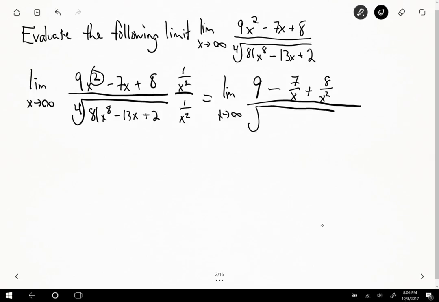We're going to need to rewrite it slightly, and so when we have our 4th root of 81 x to the 8th minus 13x plus 2, instead of writing 1 over x squared, we need to make that a 4th root. So in order to make that a 4th root, the way you do that is you take a 4th root of 1 over x squared, but you need to raise it to the 4th power, because the 4th root of something raised to the 4th power is just what you have there. And so that makes it the 4th root. This will become, just a little FYI, rather than rewriting this whole step, this is just the 4th root of 1 over x to the 8th.